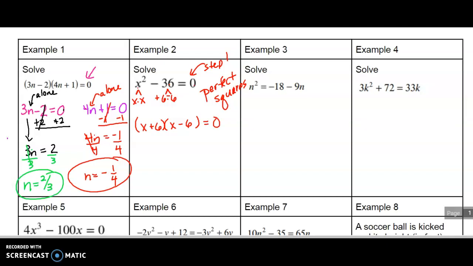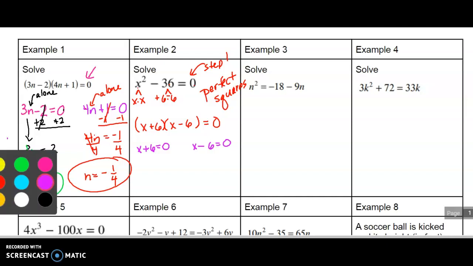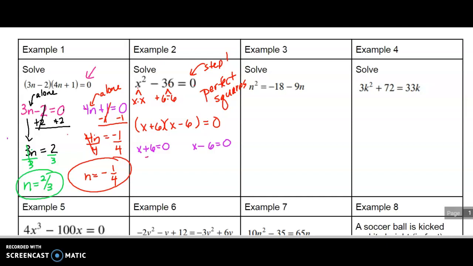So step 3, I'm going to take each of those parentheses and set those equations equal to 0. So then if we solve, we'll subtract 6. So x equals -6. And then we want to add 6. So x equals +6. Okay, so that's factoring by perfect squares.